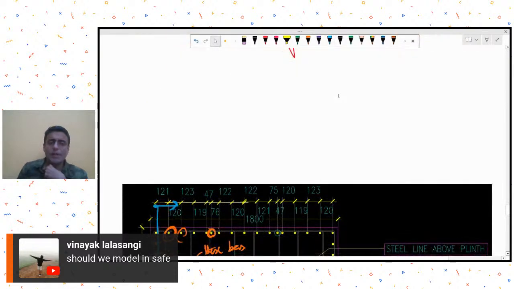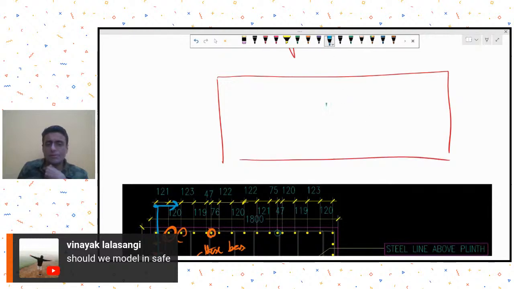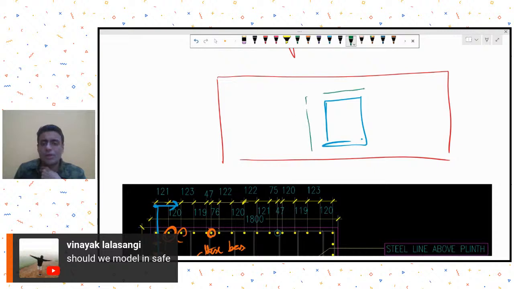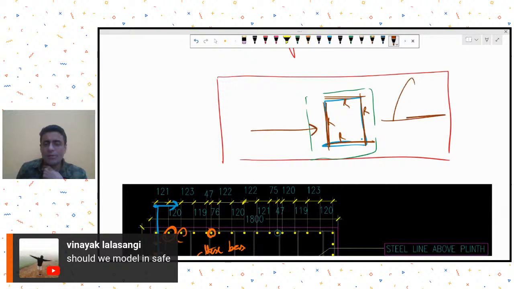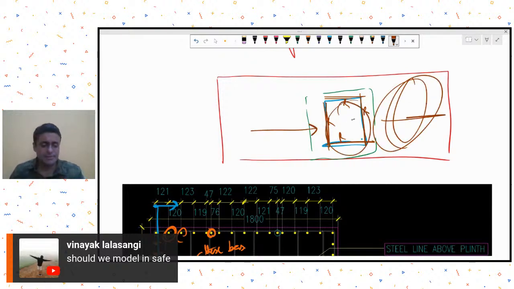That means in plan, if this was my raft and here there was a pit for my elevator, and let's say this is the fold that I have created in my actual detailing, in the SAFE model you can have edge releases provided over here. So have these edges released for moments, so that you don't get any moment continuity between this and the sunk raft panel. Okay, is it clear?